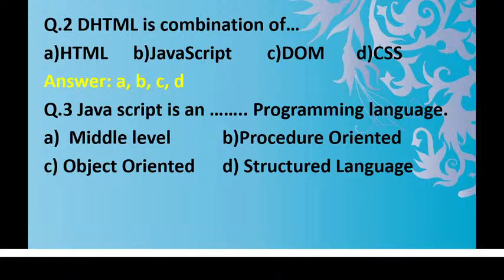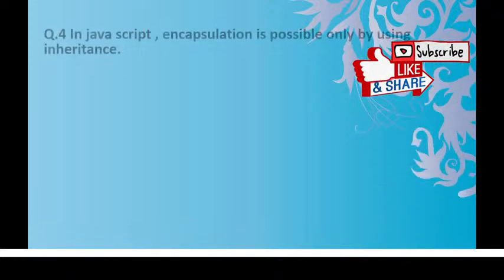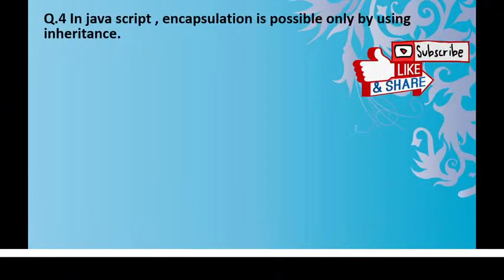Guess. What will be the answer? Correct answer is C. It is the object-oriented programming language. Next is, in JavaScript, encapsulation is possible only by using inheritance. True or false? Answer is A. True.